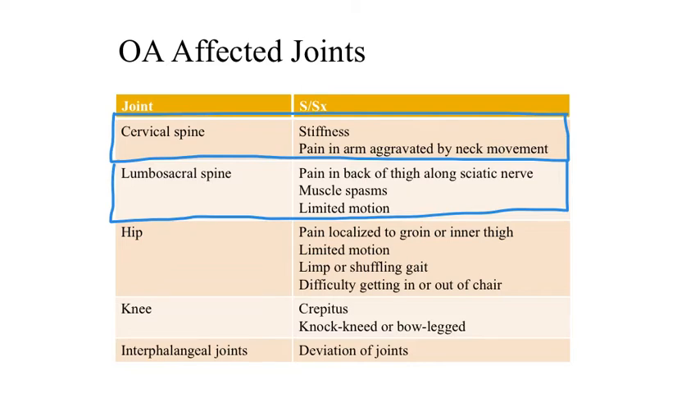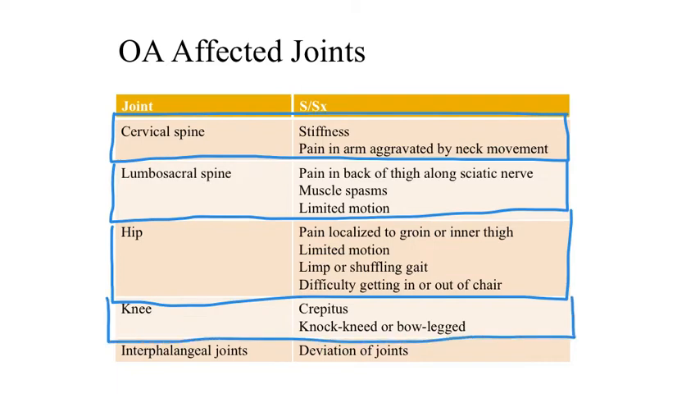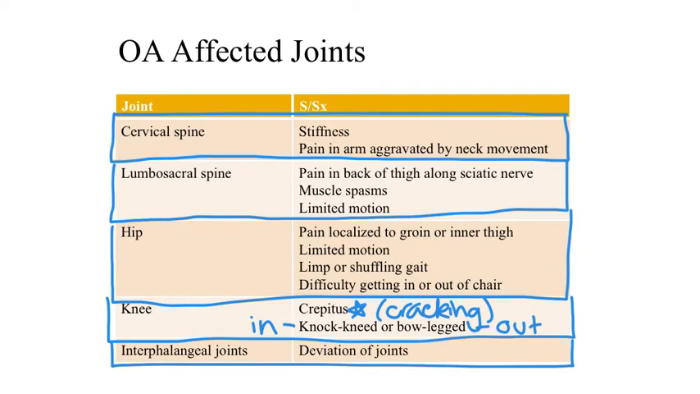When the hip joint is affected, the pain is typically localized to the groin or inner thigh, and the range of motion of the hip may be limited, resulting in a limp or shuffling gait and difficulty getting in and out of a chair. When the knee joint is affected, this can very commonly result in cracking or crepitus, and the knee joint is the most likely to crack when moving. This can also result in the appearance of being knock-kneed or bow-legged, depending on which way the knees lean. Knock-kneed would be knees leaning in, and bow-legged would be knees leaning out. In the interphalangeal joints of the hand, this can result in some deviation of the joints.